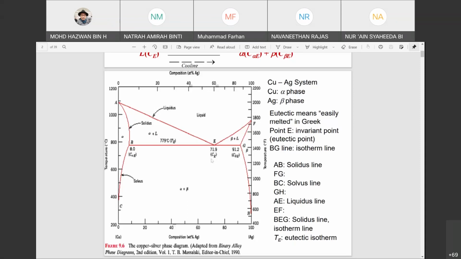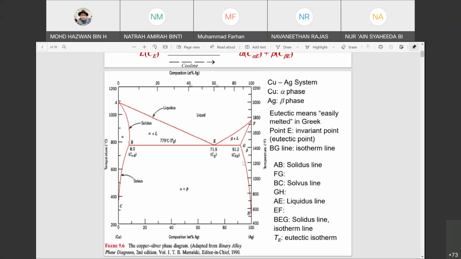So CE is 71.9. The intersection between the invariant point, or the eutectic line, and the solidus line of alpha gives you C alpha, which equals 8%, and another one which intercepts the solidus line of beta. We also give the composition of eutectic for beta, which is 91.2.